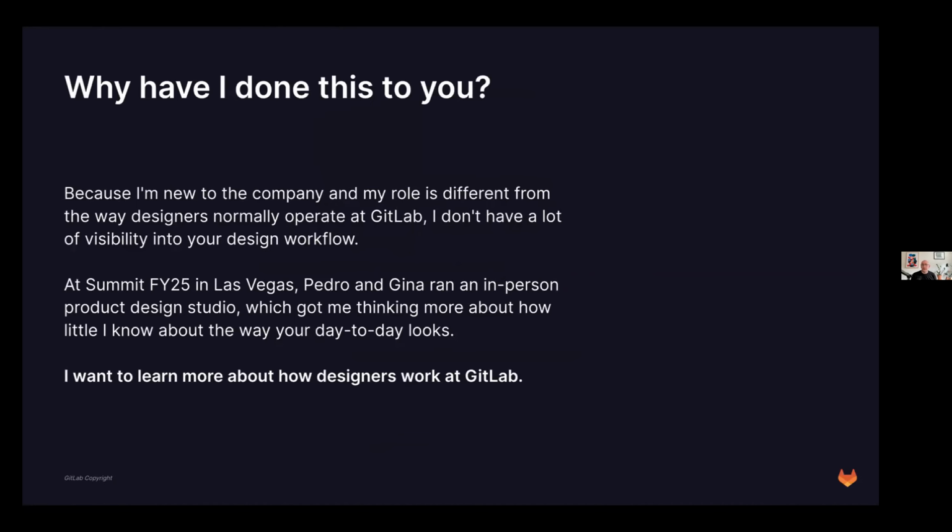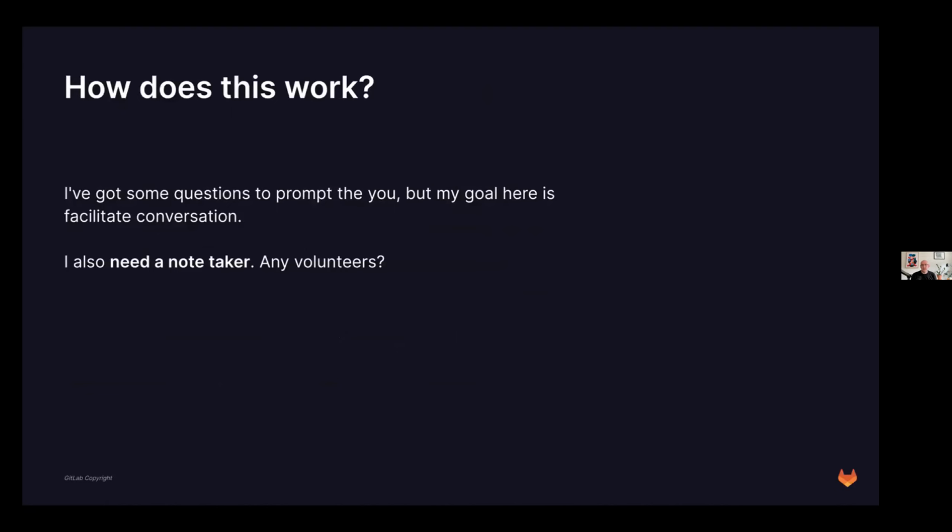When we were in Las Vegas last week for Summit, Pedro and Gina ran an in-person product design studio that really got me thinking about how little I know about your day-to-day workflow and life as kind of more traditional designers within GitLab. So I want to know about how designers at GitLab work.